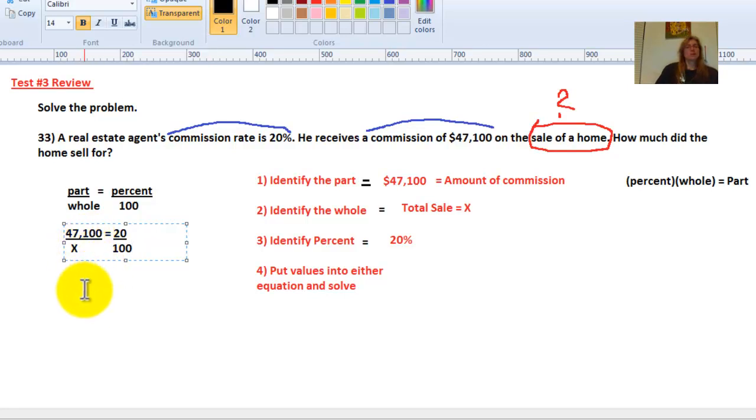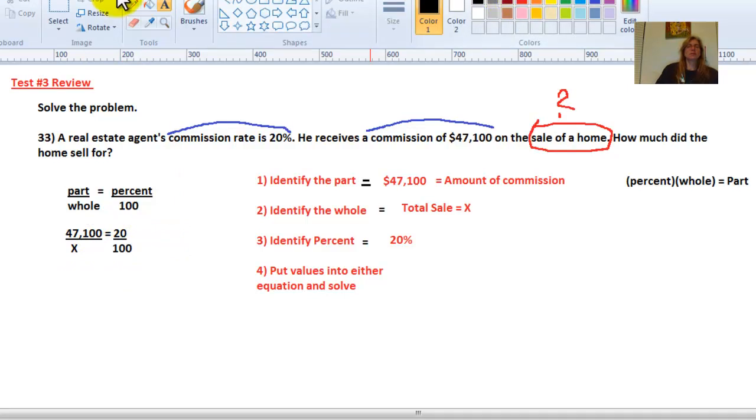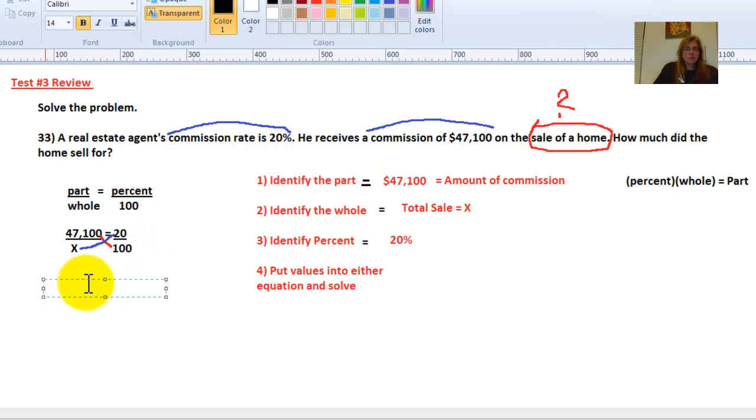So then the next thing we do is we solve this proportion, because it is a percent proportion. So we're going to take these two numbers, multiply them, and set them equal to these two numbers multiplied. So then we have $47,100 times 100 equals 20 times X, and we can just say 20X.